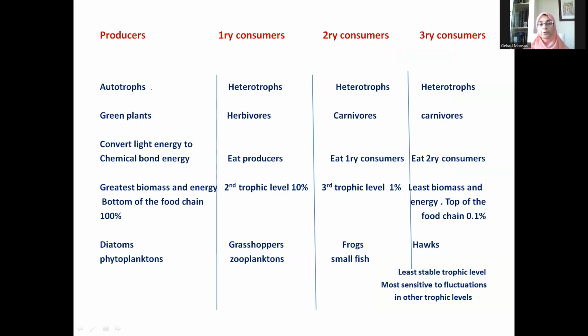Of course, all the producers are autotrophs. All the primary, secondary, and tertiary consumers are heterotrophs. Now, the producers are usually green plants, but not always, of course, as we said, because there are other organisms that can be considered autotrophic, like the diatoms, for example, and there are other organisms that are chemotrophs, like some bacteria, for example. So it's not only about green plants, but we have chemotrophic bacteria that utilize chemical energy.